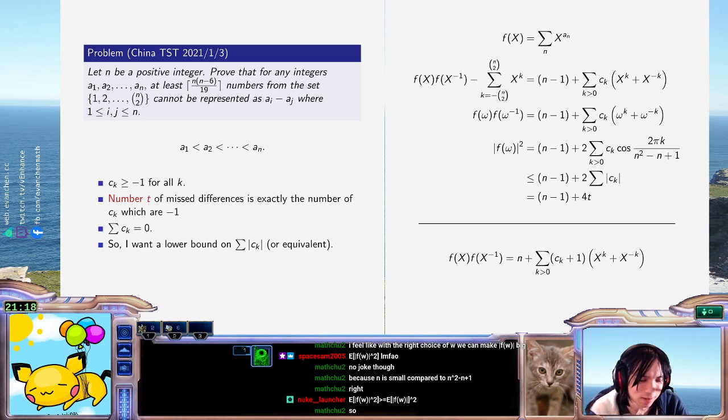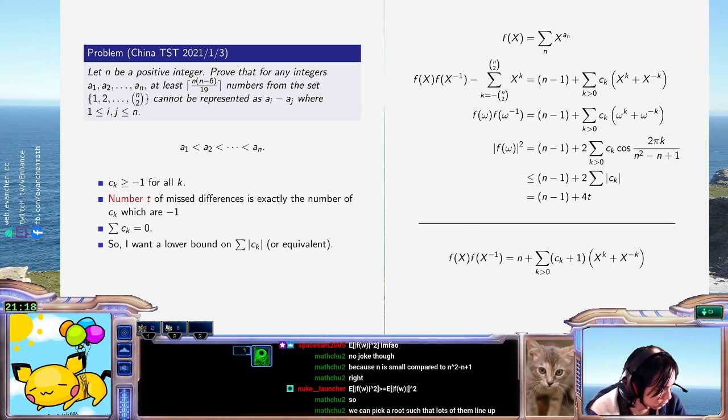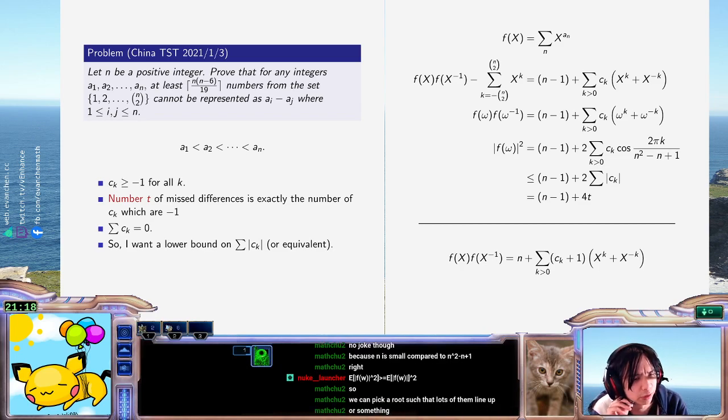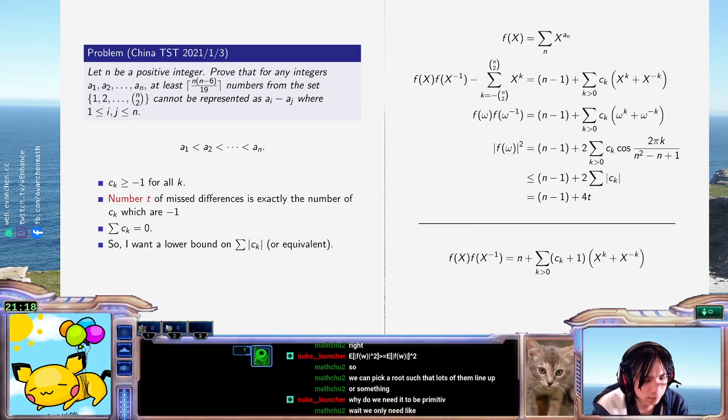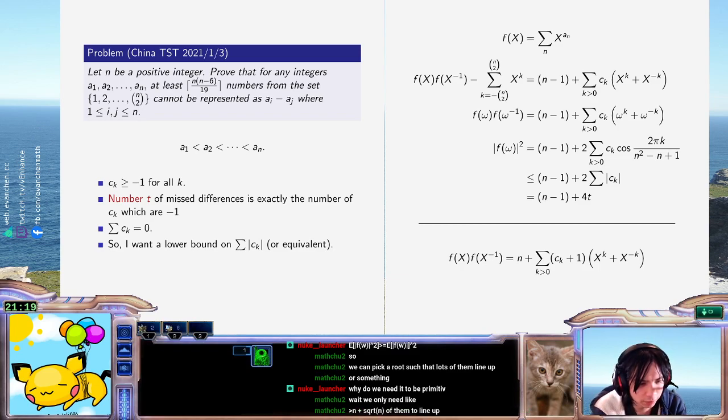But you can pick a root such that... No, you're not promised there's a primitive omega that makes them all line up. Imagine you can have them all approximately diametrically opposite. You can't literally have it, because n squared minus n plus 1 is not even, but basically. Why does it need to be primitive? It doesn't need to be primitive. We only need greater than n plus square root n of them to line up.